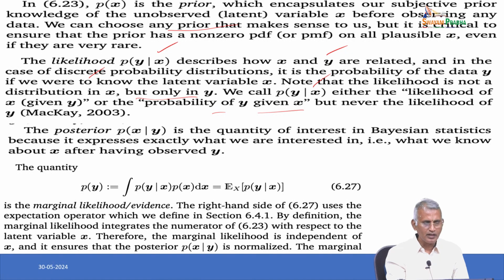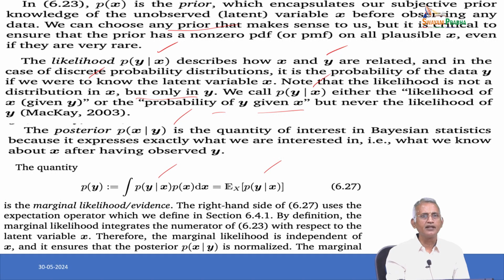Now, the posterior P(x|y) is the quantity of interest in Bayesian statistics, because it expresses exactly what we are interested in, that is, what we know about x after having observed y. Therefore, the quantity P(y) equals the integral of P(y|x)P(x) dx, equal to the expectation of P(y|x) over x. So, this is called the marginal likelihood or evidence.